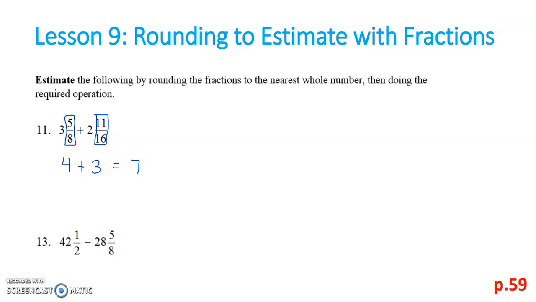And number 13, we have subtraction. We're going to look at this half fraction. That's going to push the 42 to a 43. And then for the next one, we're going to look at this 5/8, and we've seen this one before. That's greater than half, so it's going to be 43 minus 29. So we'll just do that over here. 43 minus 29, we'll have to borrow. 13 minus 9 is 4, and 3 minus 2 is 1. So we are getting an answer for an estimate of 14.